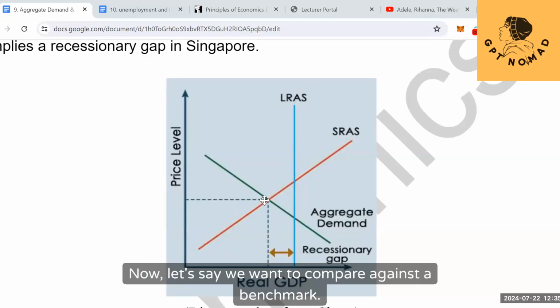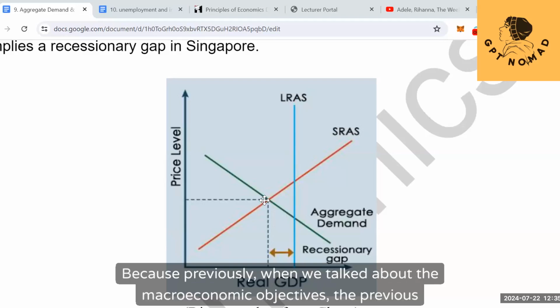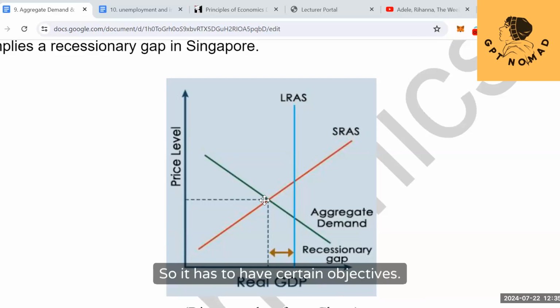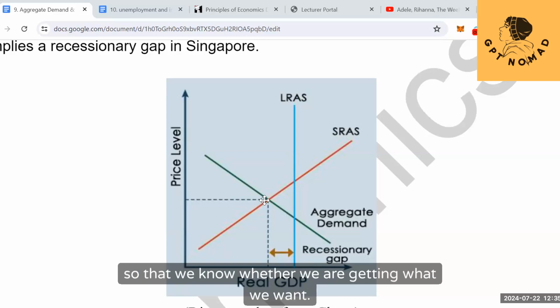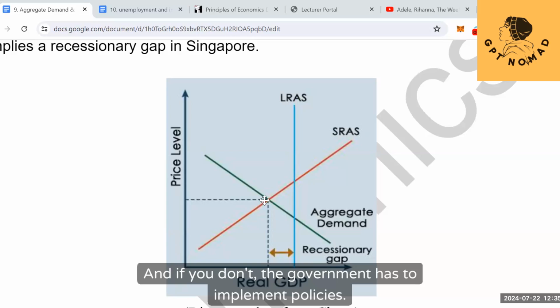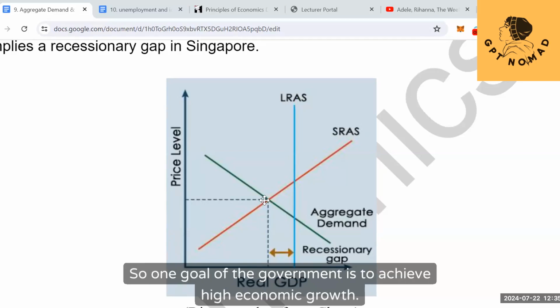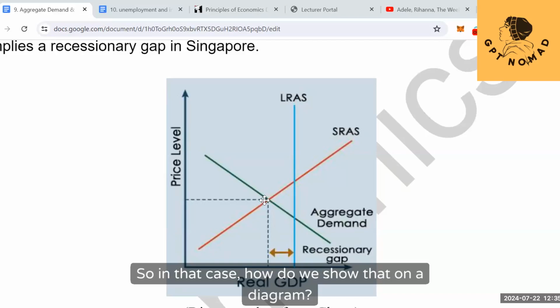Now, let's say we want to compare against a benchmark. Previously, when we talked about the macroeconomic objectives in the previous chapter, we said that the government aims for certain things. It has to have certain objectives so that we know whether we are getting what we want, and if not, the government has to implement policies. So the first thing is you have to be very clear what you are after. One goal of the government is to achieve high economic growth. In that case, how do we show that on a diagram? How do we know where the benchmark is?